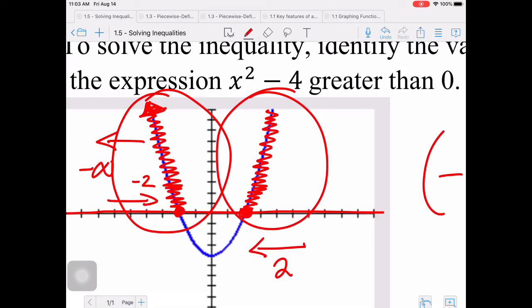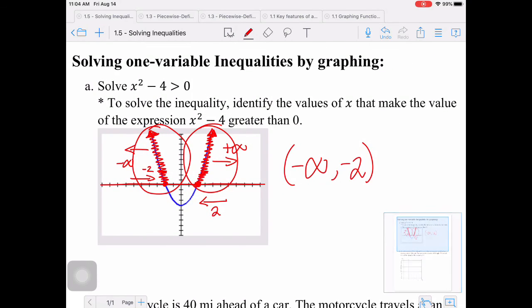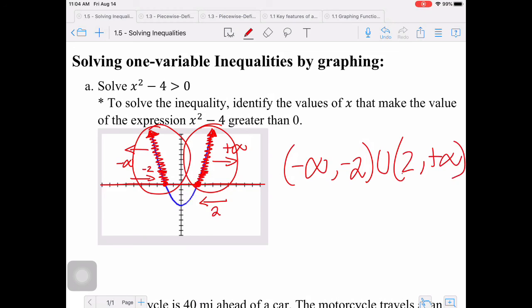And up until when does it stay positive? Well, it never stops being positive as I go to the right, because again, it's continuous and it continues to go up and to the right. So as I go to the right, I'm going to say that I'm approaching positive infinity. So what is the interval in which that function is positive? Well, that's going to be 2, comma, positive infinity.